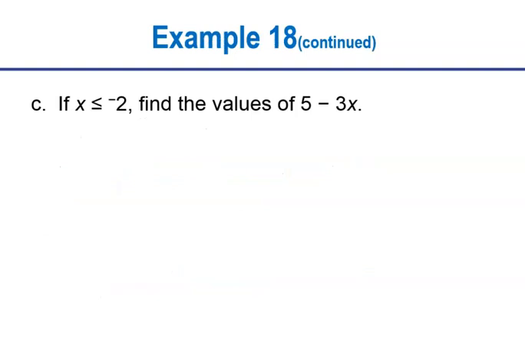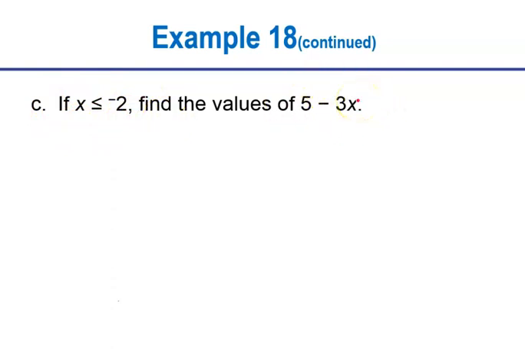Now see, we're told if x is less than or equal to negative 2, we're supposed to find the values of 5 minus 3x. All right, let's talk about an unusual problem here. So we have x is less than or equal to negative 2, and they want us to find the values of 5 minus 3x. So we're going to try to build up to this 5 minus 3x. Again, we know that x is less than or equal to negative 2. Let's start here and see if we can turn this side or both sides into the statement 5 minus 3x.